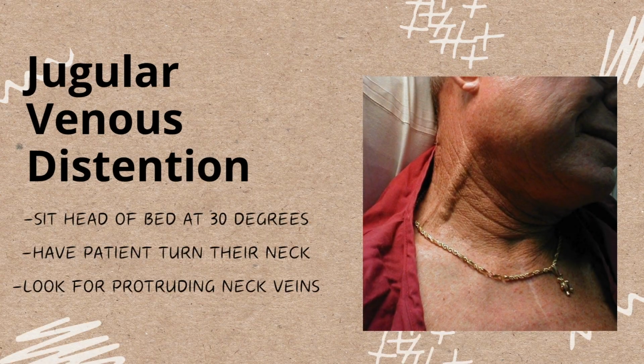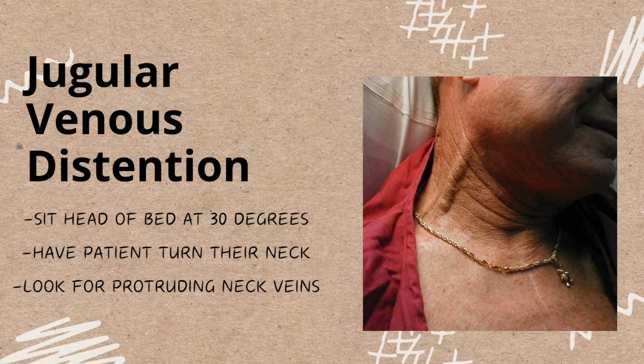To assess for jugular venous distension, you're first going to have your patient sit at a 30-degree angle, so you would elevate the head of the bed to 30 degrees. Then you're going to ask your patient to turn their head to move their neck, and on each side you're going to look for protruding neck veins.